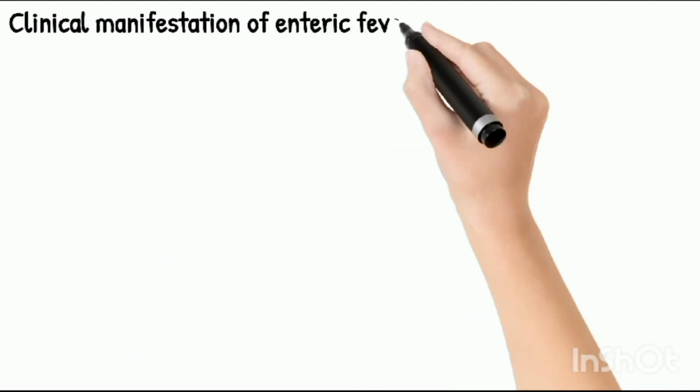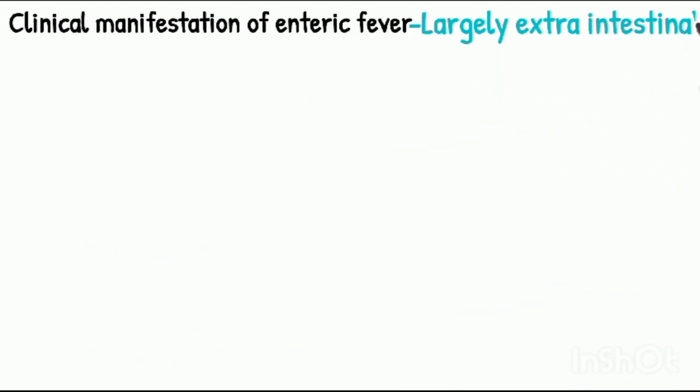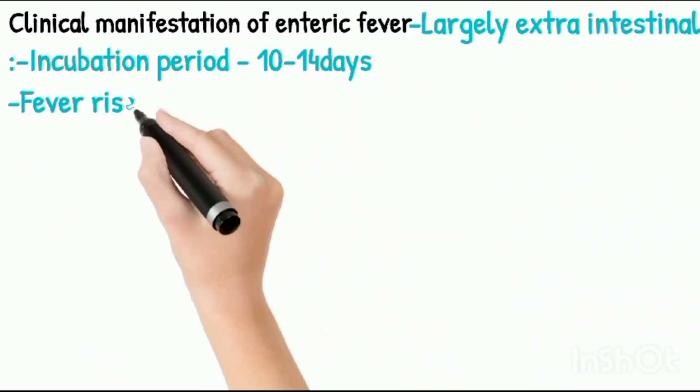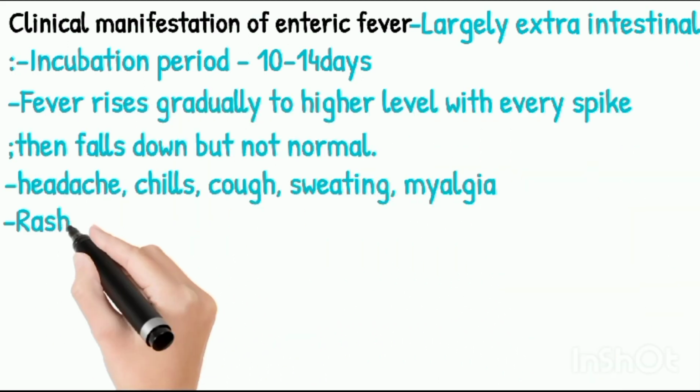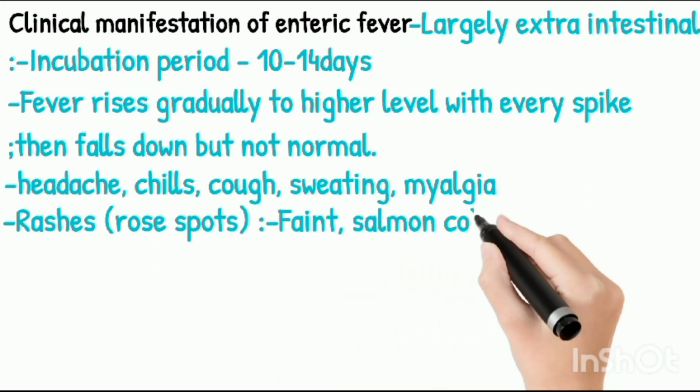Clinical manifestation of enteric fever is largely extraintestinal. The incubation period is 10 to 14 days. Fever rises gradually to a higher level with every spike, then falls but not to normal. Headache, chills, cough, myalgia, and rashes occur, including rose spots, which are salmon colored.